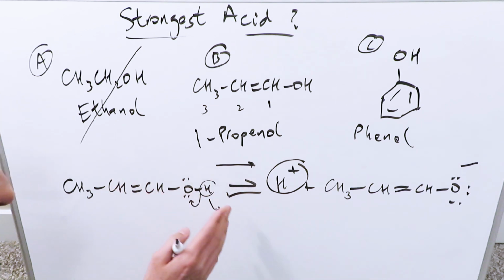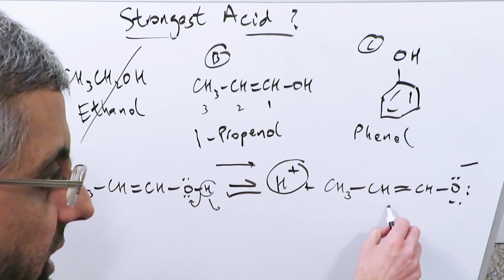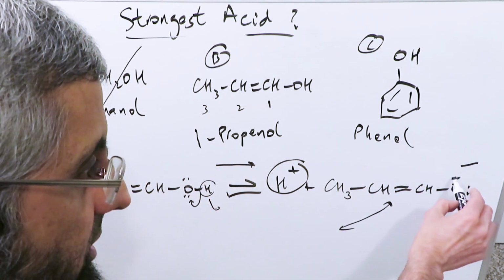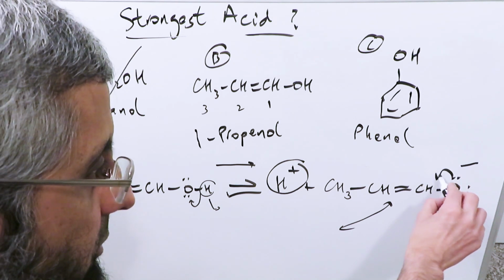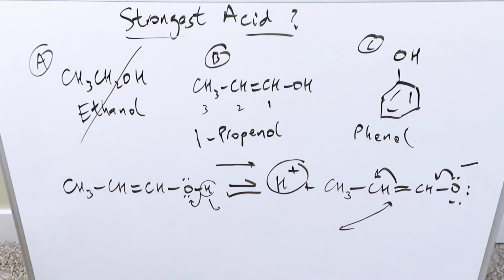So it can be considered an acid, an organic acid. But what is that resonance structure? You will basically form a double bond over here, and then you will shuffle electrons, and I'll show you the resulting structure. It will look like this.